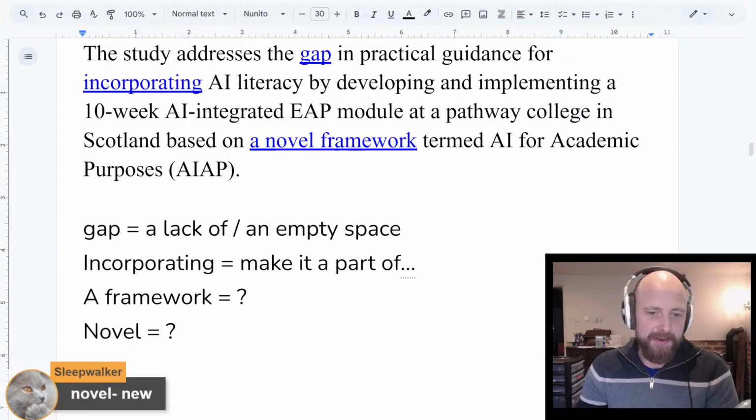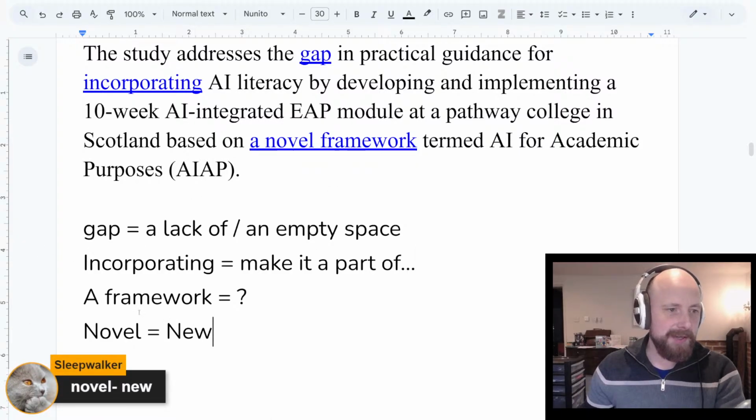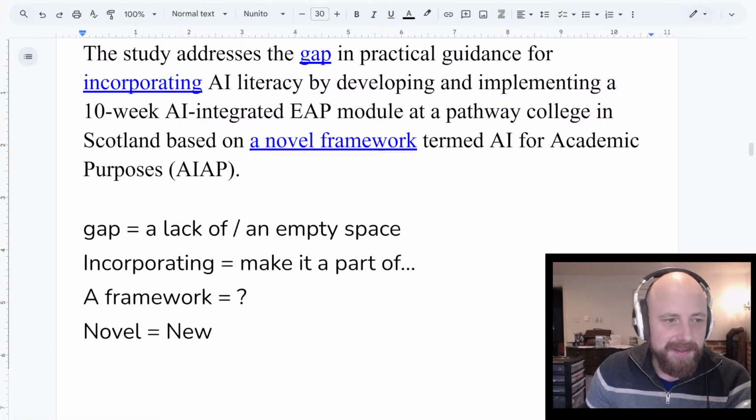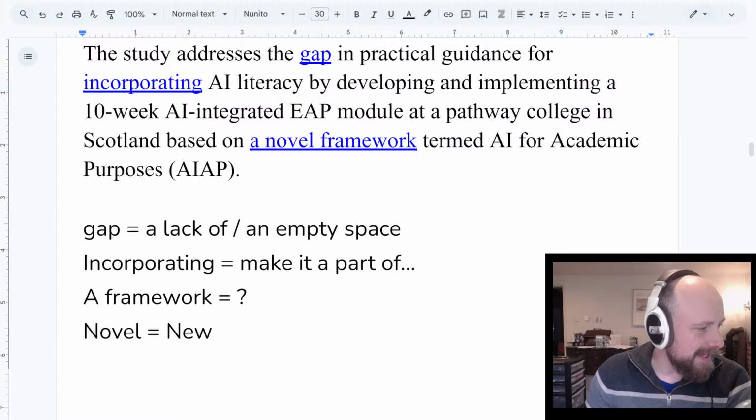Sleepwalker, who's pointing out that novel means new. You're absolutely correct. Well done. What about a framework? That's a bit of a tricky one, isn't it? We've got plan, strategy. Any other ideas for framework?